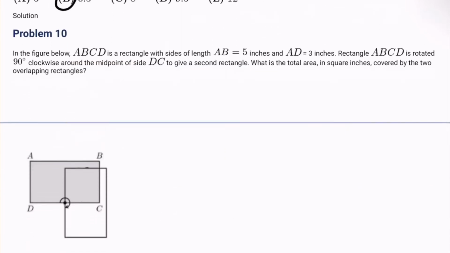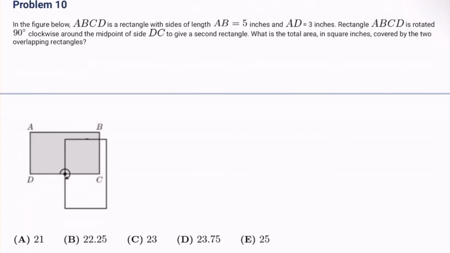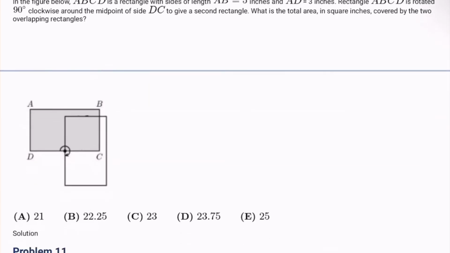Okay. In the figure below, ABCD is a rectangle with side lengths AB equals 5 and AD equals 3 inches. Rectangle ABCD is rotated 90 degrees across the midpoint of side DC to give a second rectangle. What is the area in square inches covered by the two overlapping rectangles? Okay, so it wants us to find the area that is covered by the two overlapping rectangles, which is this.